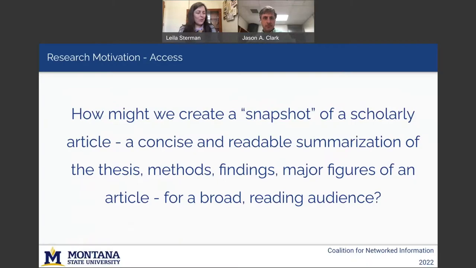So we're aiming to create a tool that allows entree into the scholarly conversation. It doesn't replace scholarship, but increases visibility and accessibility across disciplines. Next slide.